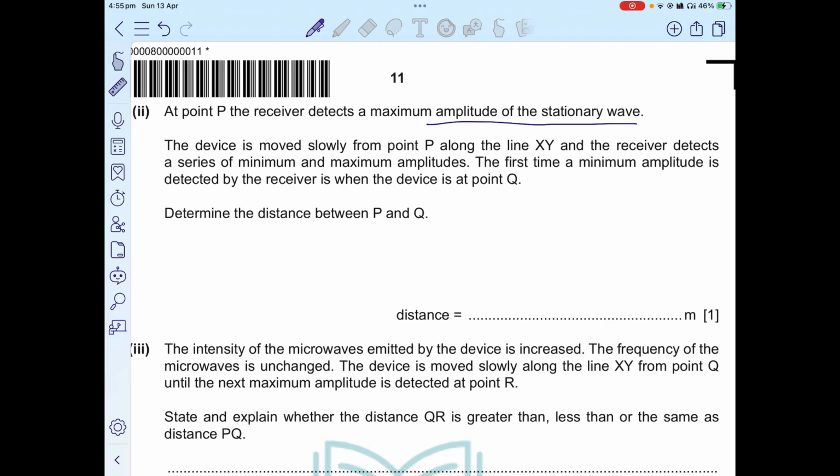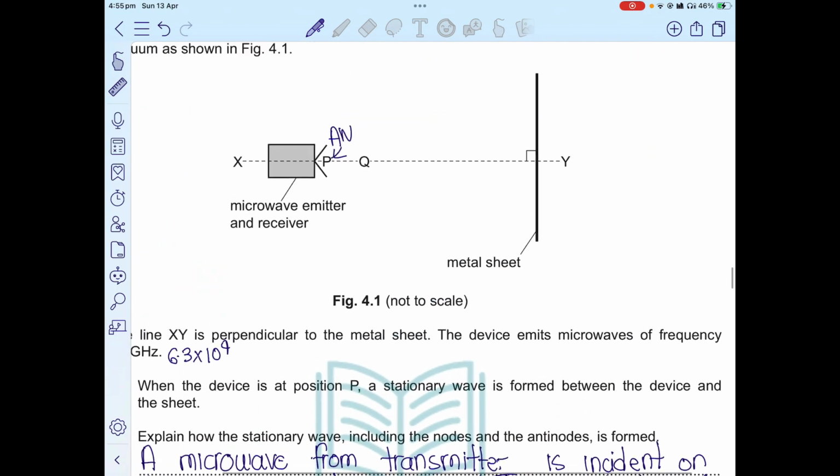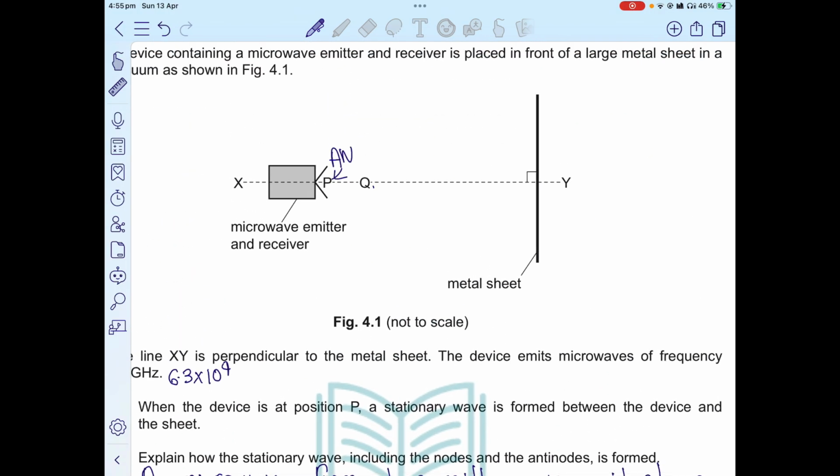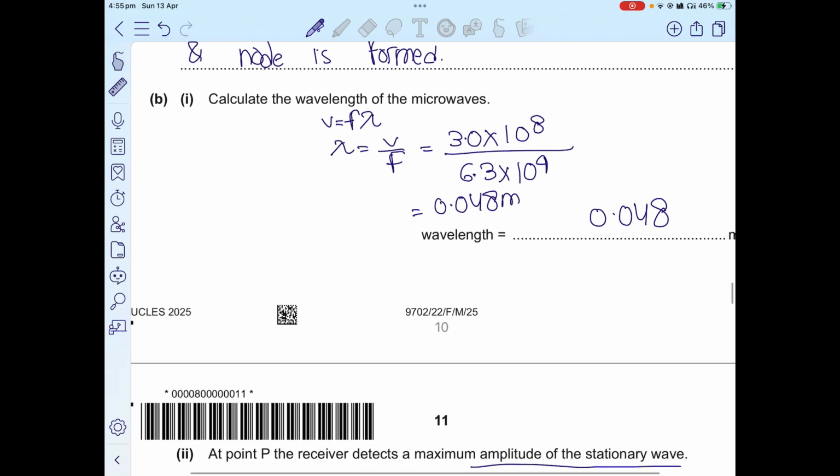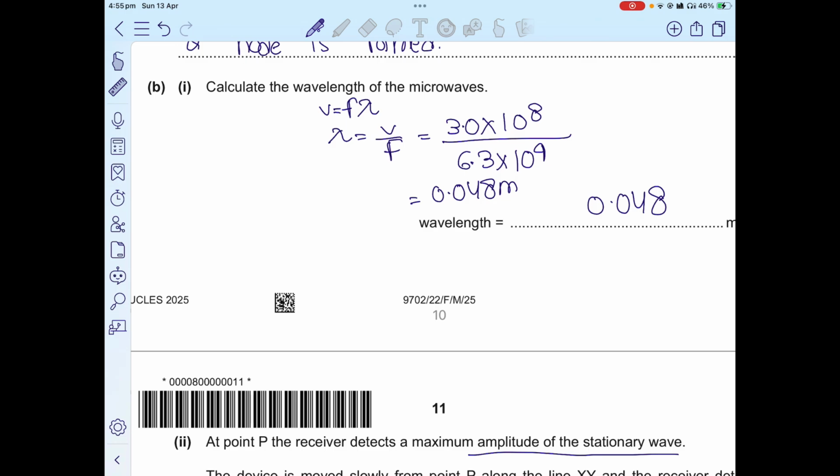minimum and maximum amplitudes. The first time a minimum amplitude is detected by the receiver is when the point is at Q. So when you're at point Q, what it detects is actually a minimum. So now what it says is, determine the distance between P and Q.